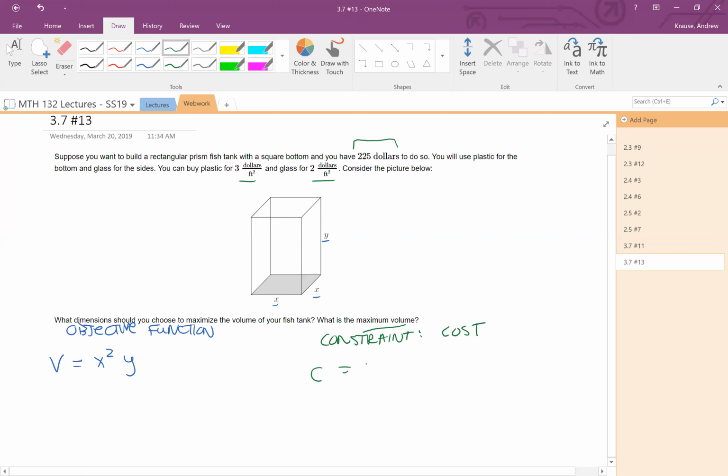We know that the cost is going to be $225, but we want to write the cost of the tank in terms of this 3 and this 2 to get our x's and our y's involved. So we know that the cost is going to be based on the cost of the sides plus the cost of the bottom.